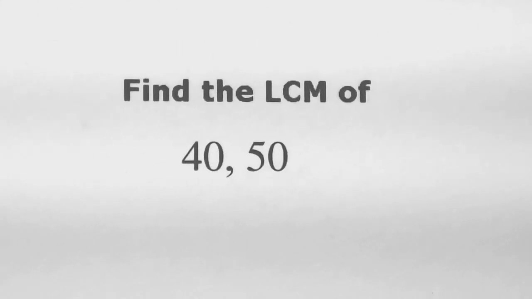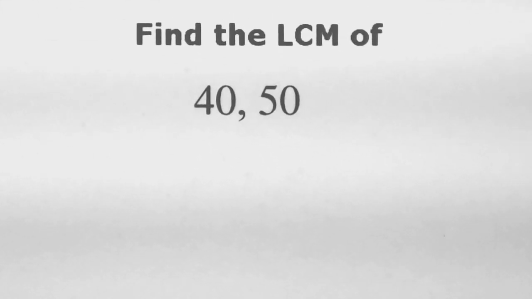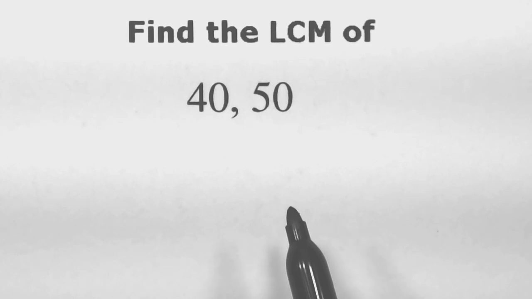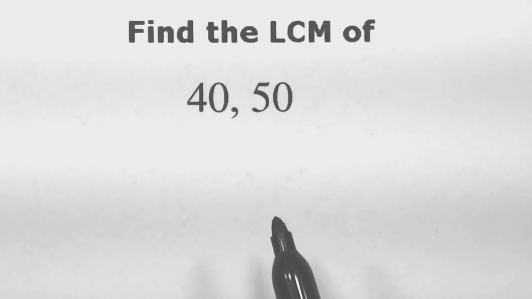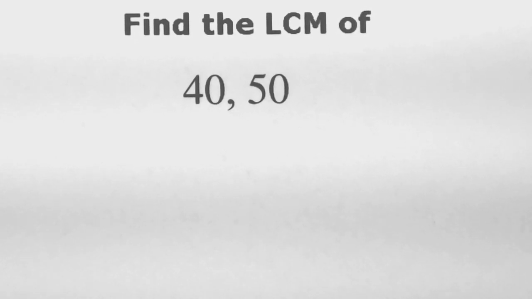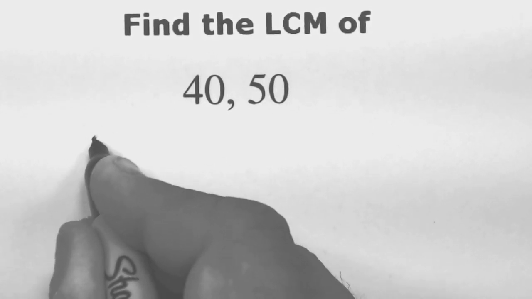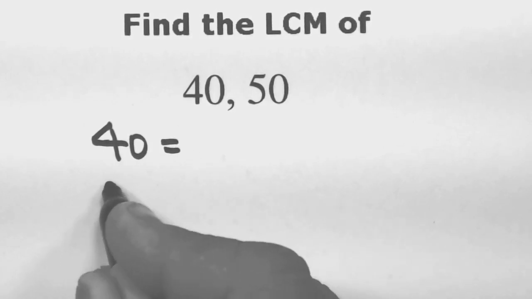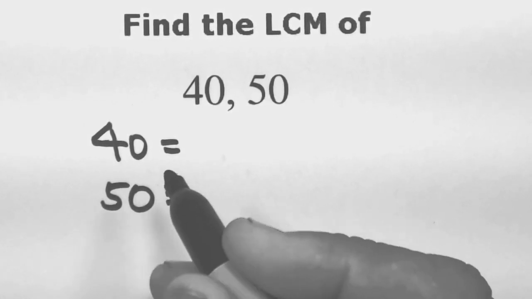Okay, well, the multiples method doesn't work too bad if the numbers are fairly simple, but here it's going to be a little bit more difficult to keep track of the multiples in your head. You could do this, but at this stage you're getting to the point where it's time to start making use of the prime factors method, and that's exactly what I'm going to do here. I'm going to write down 40 equals and 50 equals.